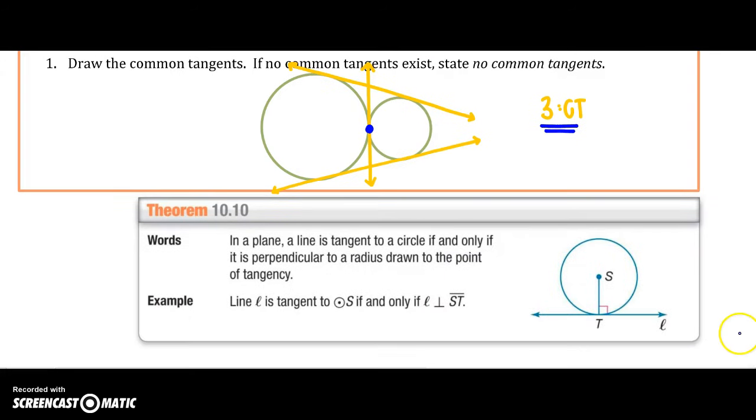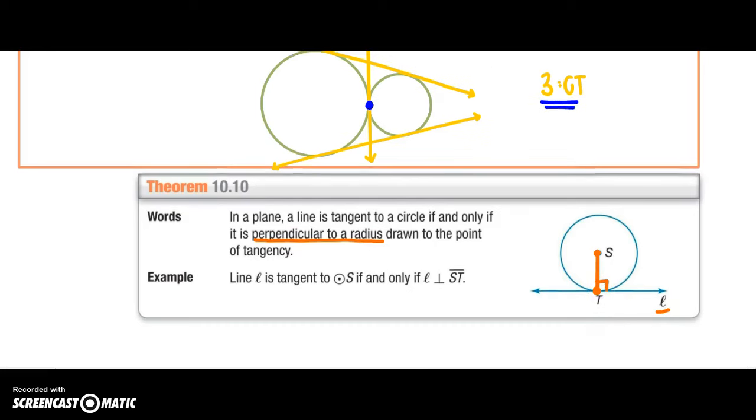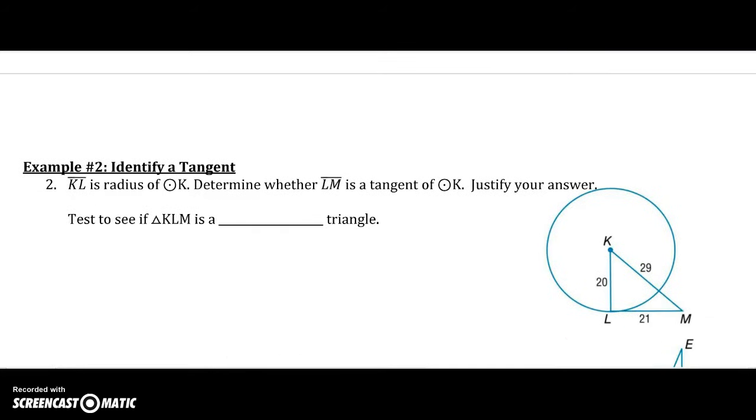Alright, our first theorem. In a plane, a line is tangent to a circle if and only if it is perpendicular to the radius drawn to the point of tangency. So my radius has to be perpendicular, or line L is not tangent. If it is perpendicular, then I know that it is tangent at point T, my point of tangency. Alright, LK is a radius of circle K.